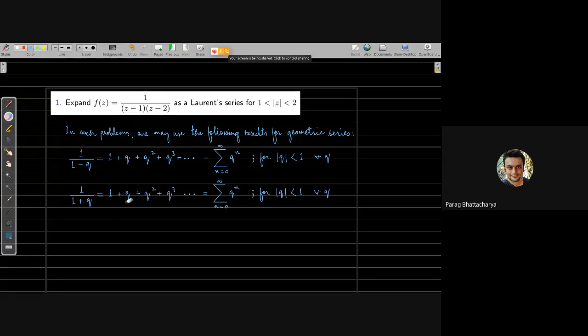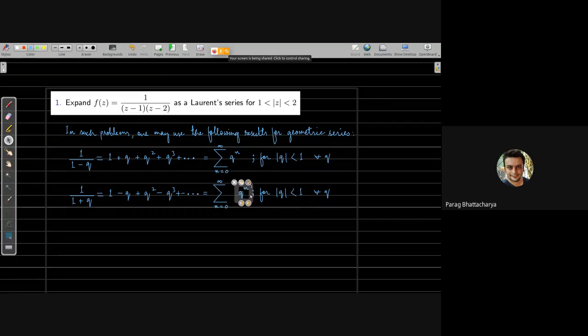So this will be equal to 1 minus q plus q square minus q. Okay, great. So that means there is going to be alternate plus and minus sign, right? It will not be plus everywhere, it will be alternate plus and minus signs everywhere. Okay, how will this change? How do you get this alternate plus and minus sign?